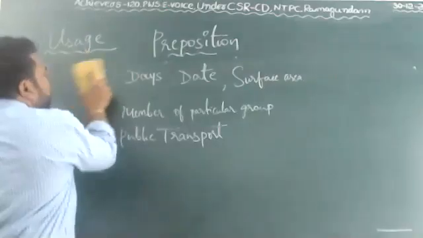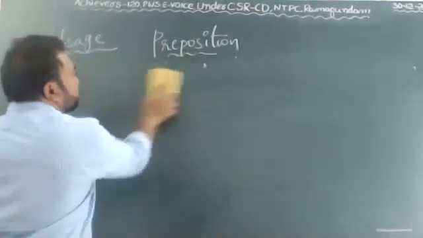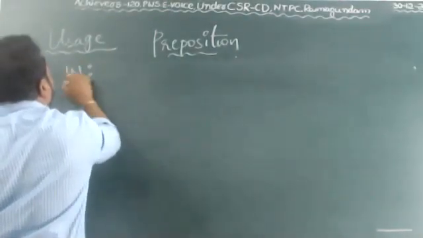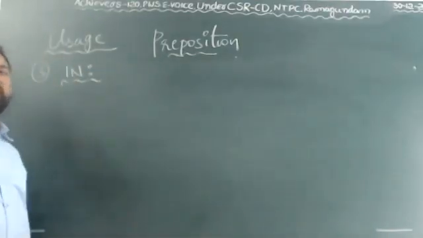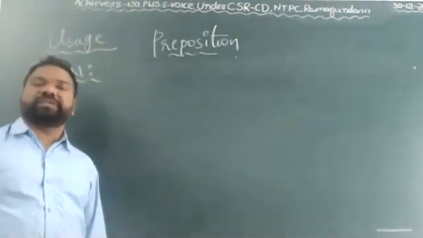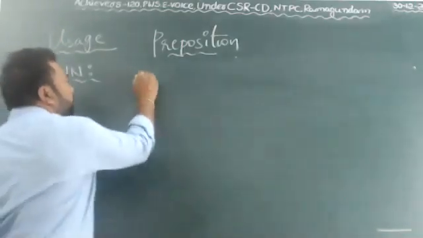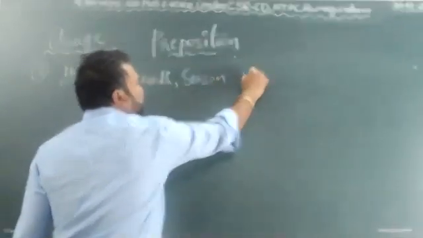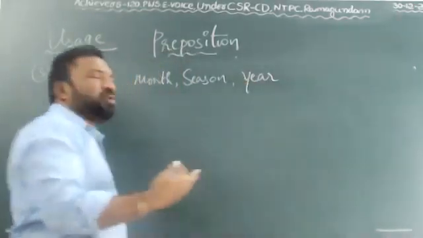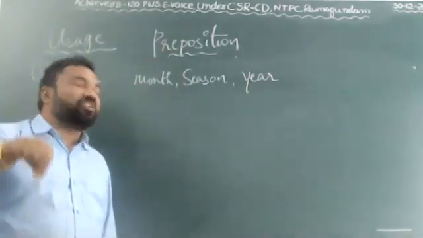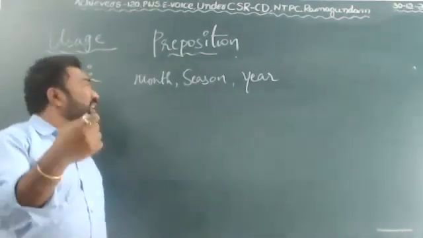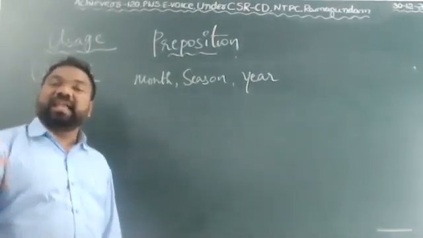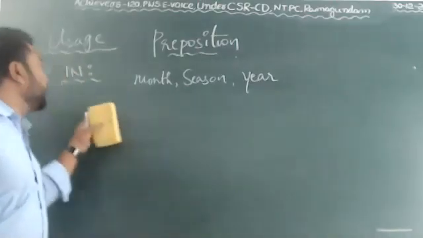Next. Students, the third one, in. When we have to use in, first of all, in is used for months, seasons, and years. You all know this. We should say like in 1947, in summer season, in the month of February or in February, in November. So this is how we manage with in.